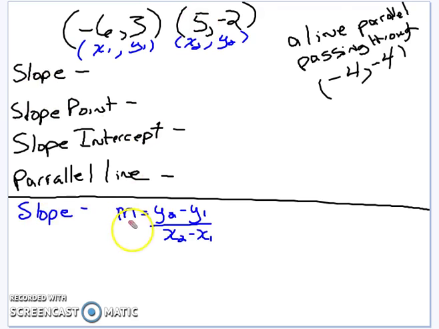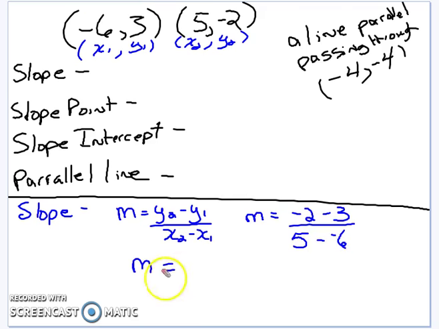To find slope, I use the equation m, or slope, is equal to y2 minus y1 divided by x2 minus x1. I simply plug in: -2 minus 3, and 5 subtract -6. I do the arithmetic on this, and I end up with a slope of -5 over 11. I filled it in for slope.